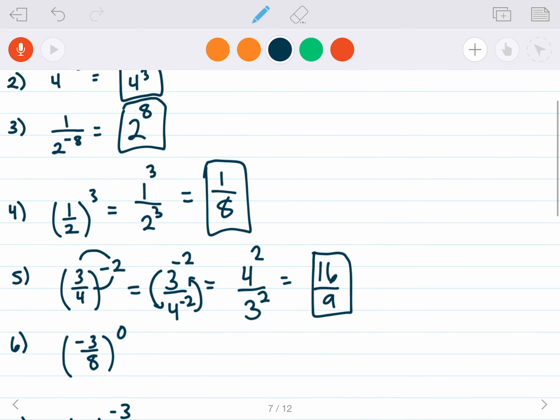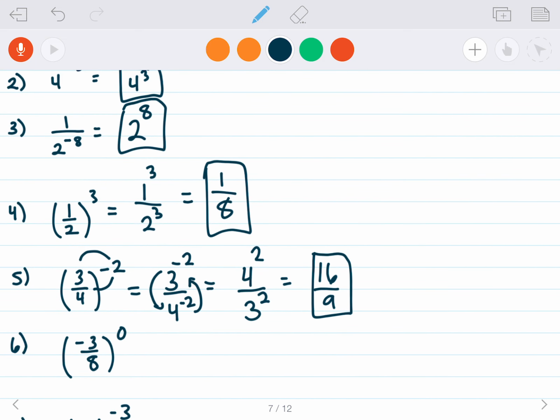Okay. Negative 3/8 to the 0. Well, anything to the 0 is 1. That's one of our special properties.